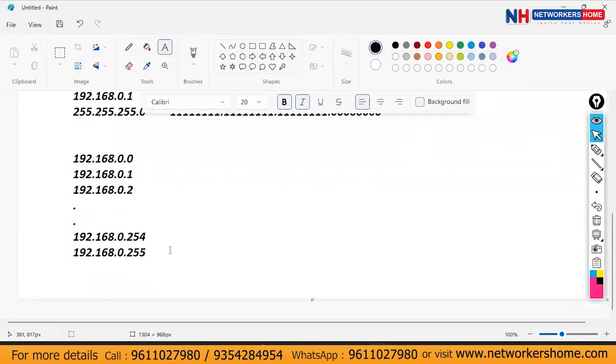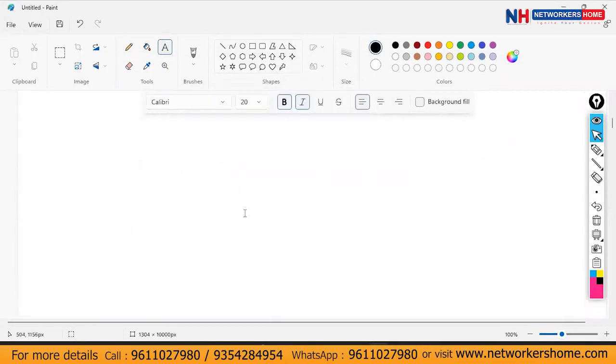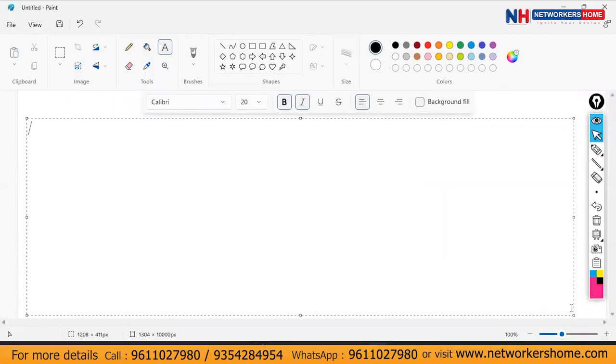About class B, let's take the same example for class B. I'll write an IP address 172.16.0.1, or let me say 168. That is fine, any address you can take. The subnet mask is 255.255.0.0.